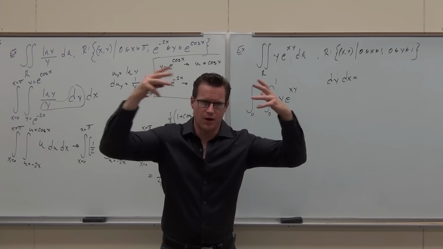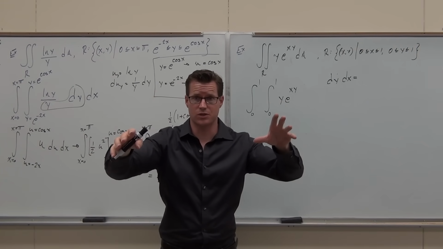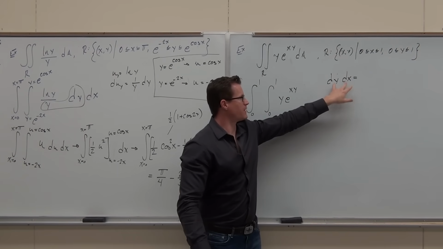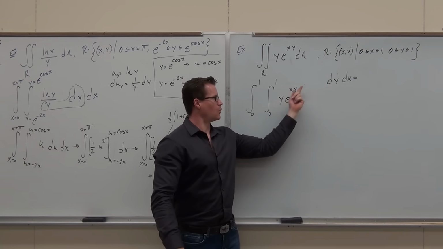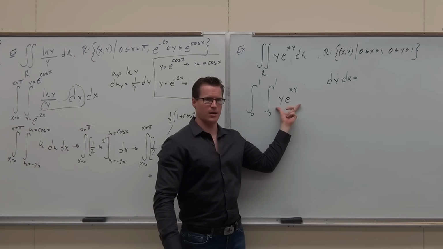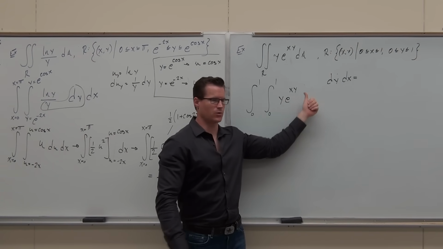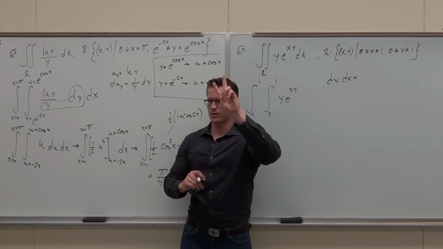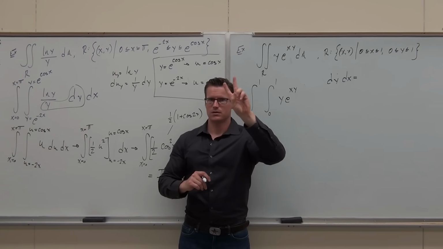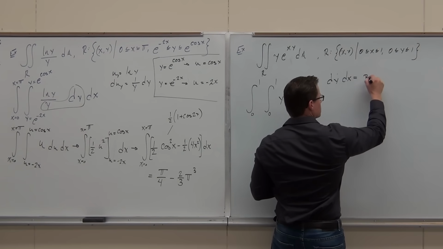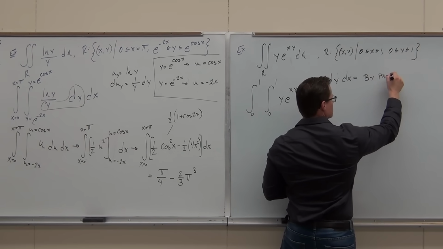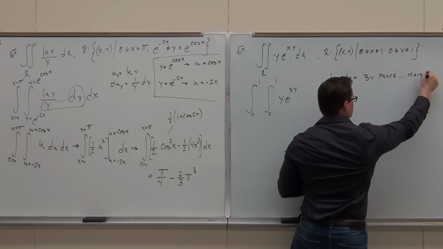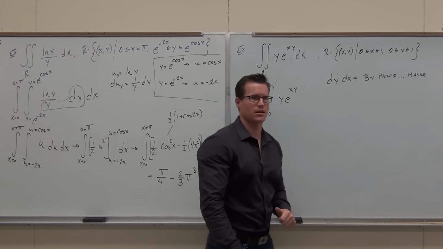This is good. I'm trying to model the thought process for you so you can make correct decisions when you're doing this on your test. If I choose dy dx, y would be the variable, and I would have this as a variable and that as a variable. I would have a product of two functions that have the variable in them, correct? This would be by parts. Maybe. Maybe we want to do that. Let's check the other way.